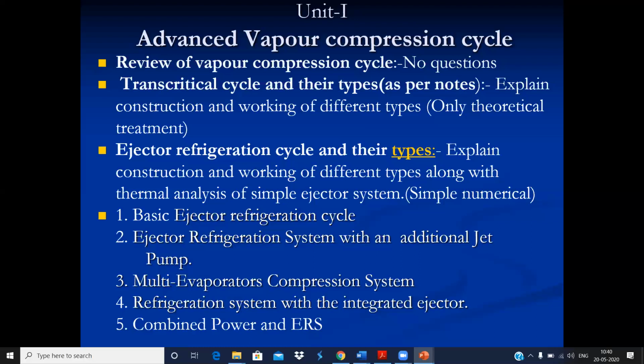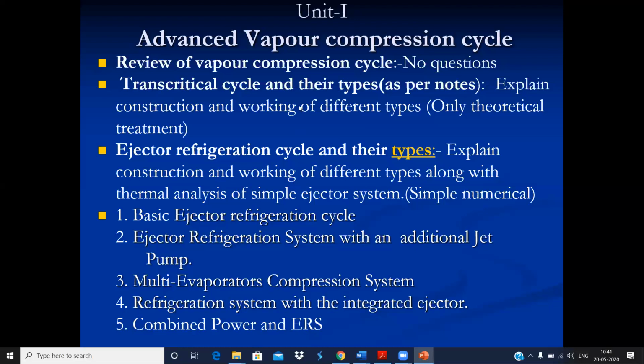So here we will discuss the different configurations of ejector refrigeration cycle: mainly the basic refrigeration cycle, then ejector refrigeration cycle with additional jet pump, then multi-evaporator systems, integrated system with vapor compression cycle, and combined power and ejector refrigeration system. This particular concept also covers a simple numerical, that is numerical analysis of obtaining the cooling capacity, the power input, and COP of ejector refrigeration system.